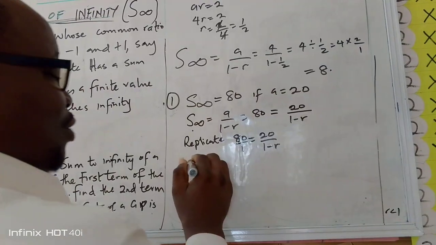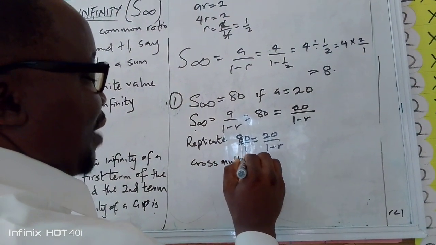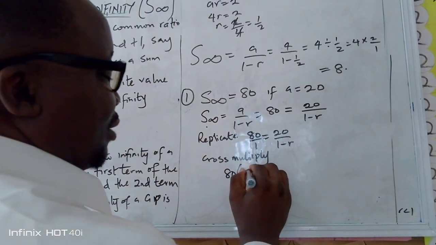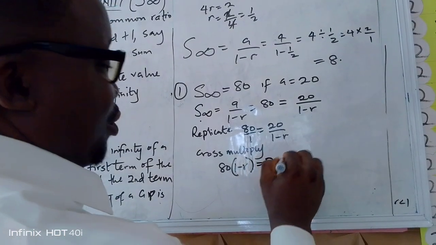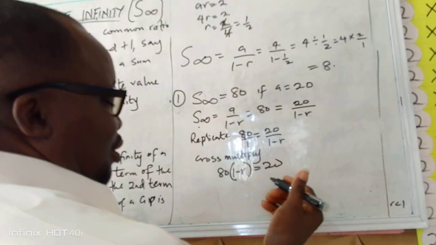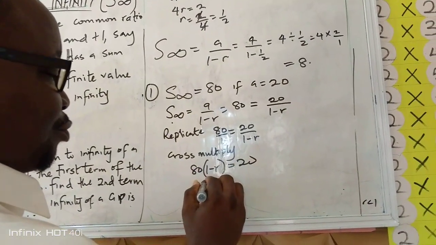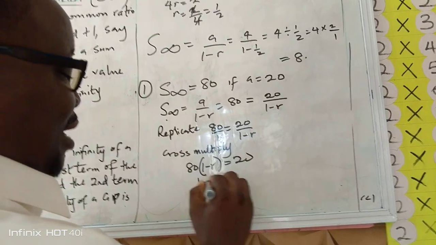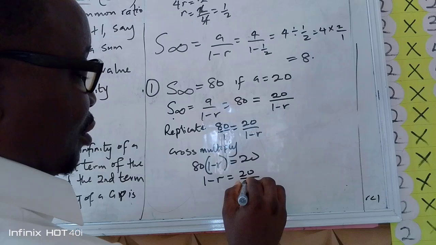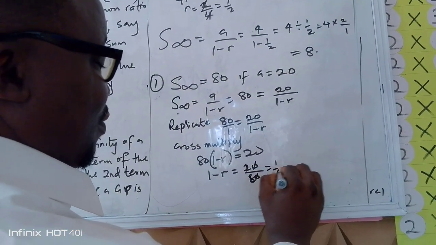So what do I do now? I cross multiply. If I cross multiply, I will have 80 into (1 minus r), close the bracket, equal to 20, because 20 times 1 is 20. Logically, I can now say 1 minus r is equal to 20 all over 80, which is equal to 1 over 4.